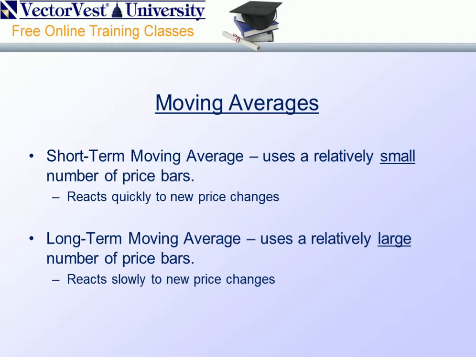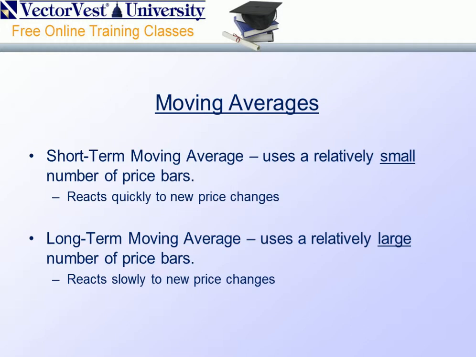So you're looking for a short-term moving average, which uses a relatively small number of price bars, to be crossing a longer-term moving average, which uses a relatively large number of price bars. For example, a 5-day crossing above a 10, or a 50 crossing a 200. In either case, a small number compared to a larger number of bars. And of course, this helps you pinpoint both potential entries and exits on a position.